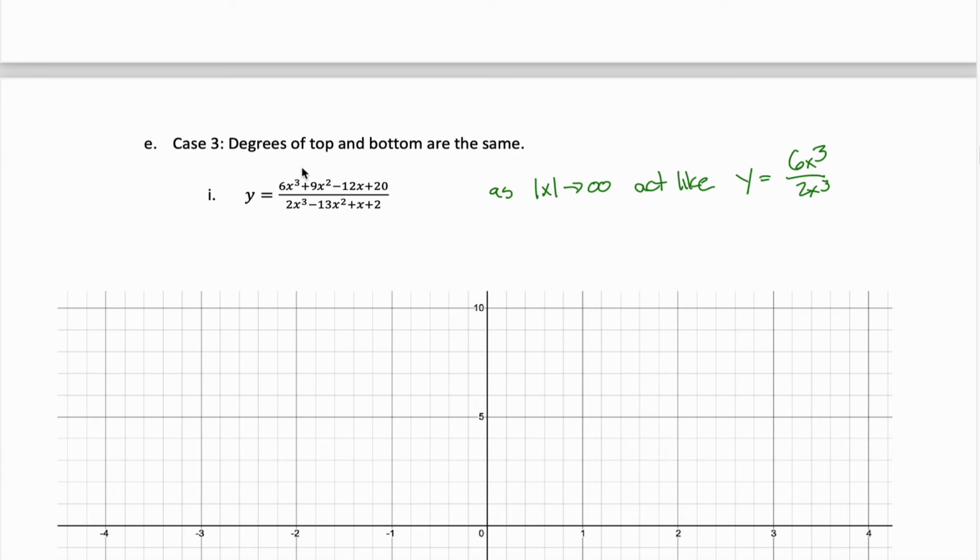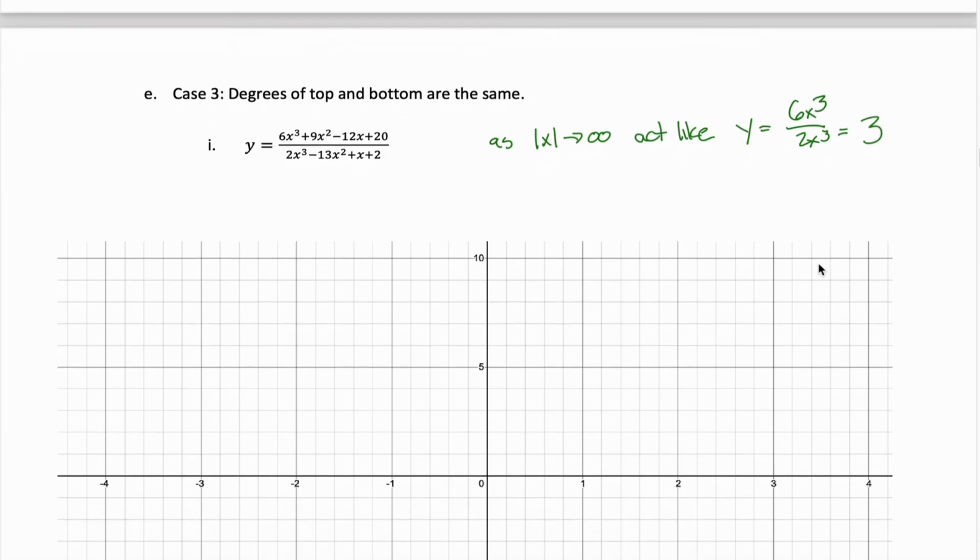But this time, since the degrees of the top and the bottom are the exact same, all the x's are going to cancel out. And I'm going to be left with just a number, the number 3 in this case. 6 divided by 2 gives me this 3. This x cubed and this x cubed cancel out. What does that mean? It means that when I go way out to the left or way out to the right in my graph, the height settles in on a height of 3. In other words, there's a horizontal asymptote at y equals 3.